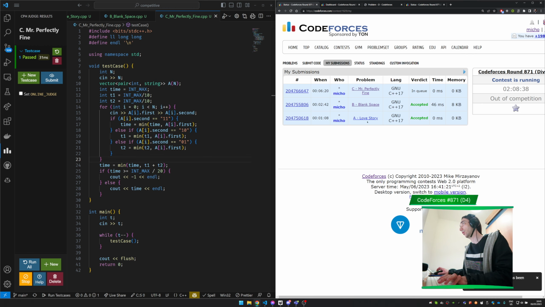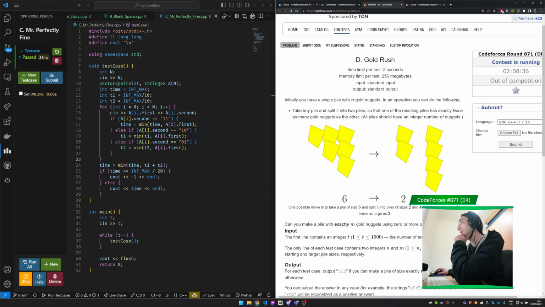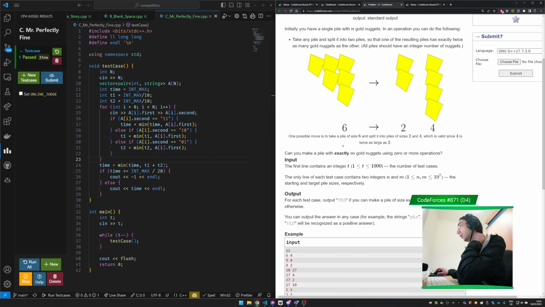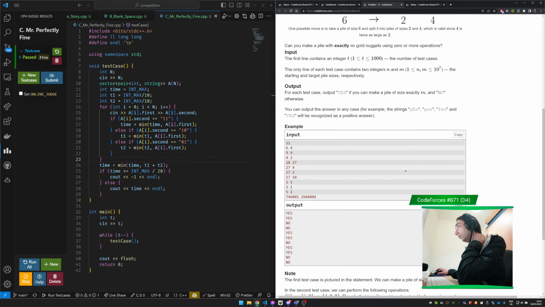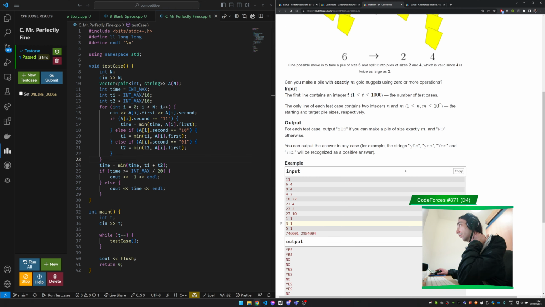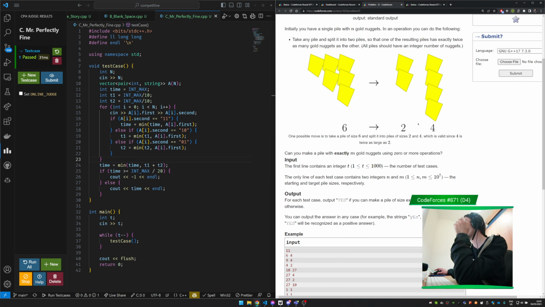Okay, let's go D. You have n gold nuggets. Take any pile and split it into 2, so that one of the resulting piles has twice as many gold nuggets as the other, and all piles have an integer number of nuggets. Can you make a pile with exactly m gold nuggets with 0 or more operations?